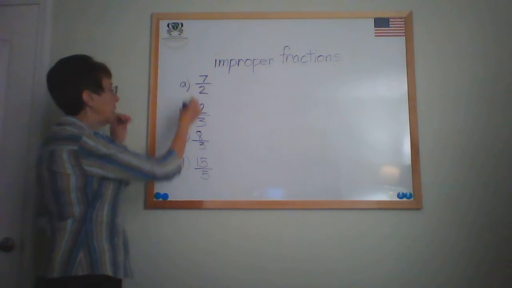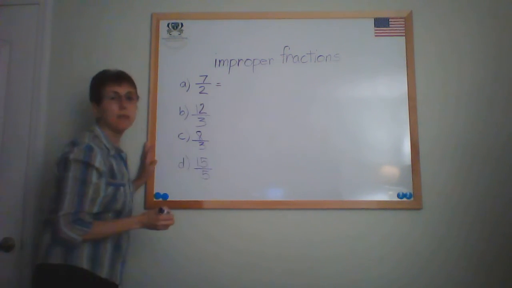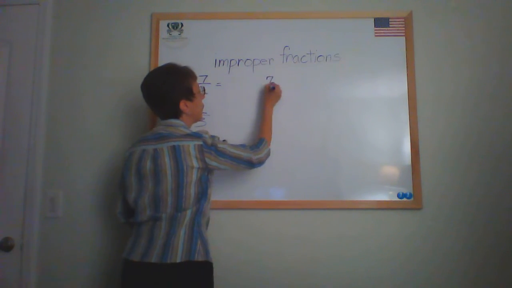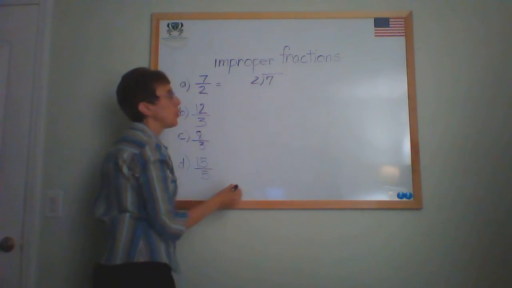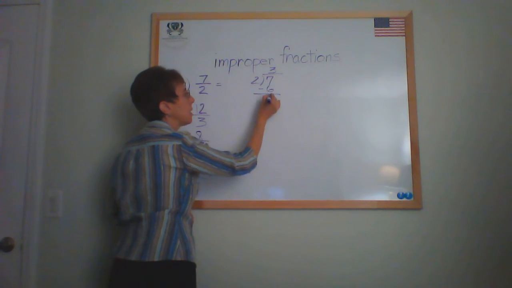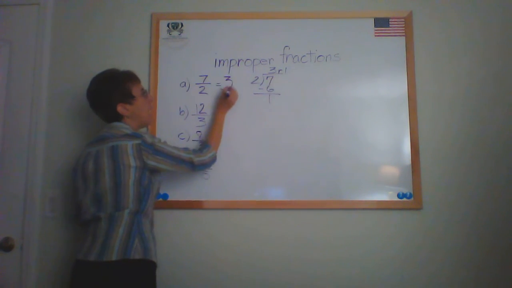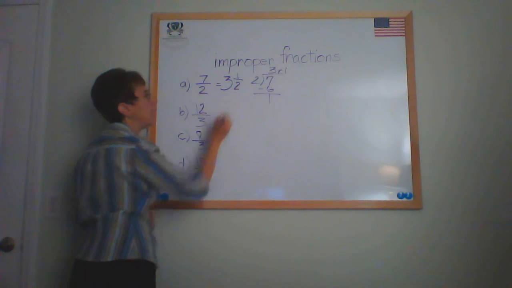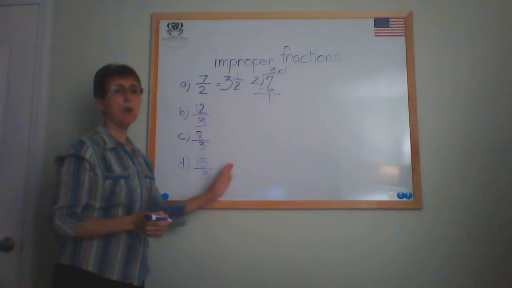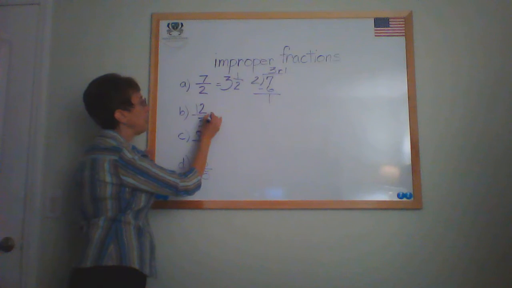Okay, so 7 halves. We convert that, we need to divide. 7 divided by 2. 2 times 3 equals 6. 7 minus 6, remainder 1. So this becomes 3 and 1 half. Let's go through first and do the division part, and then we'll go back and add the drawings with it. Okay, so we have 12 thirds.